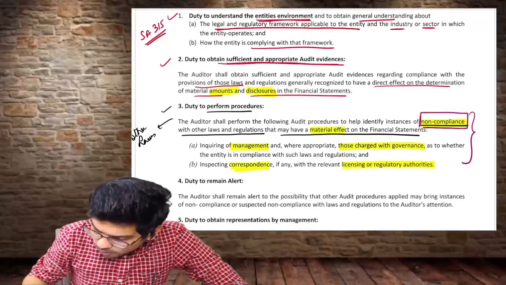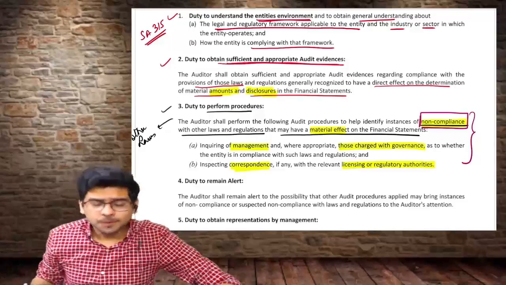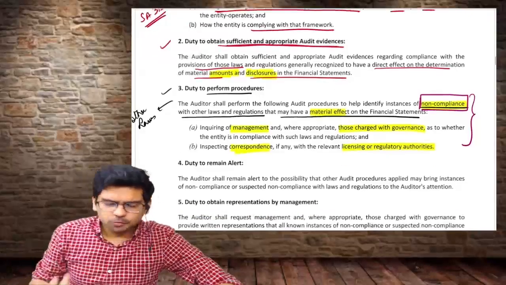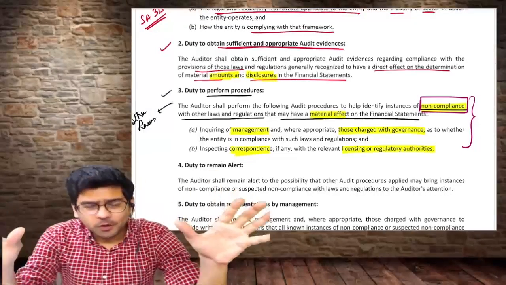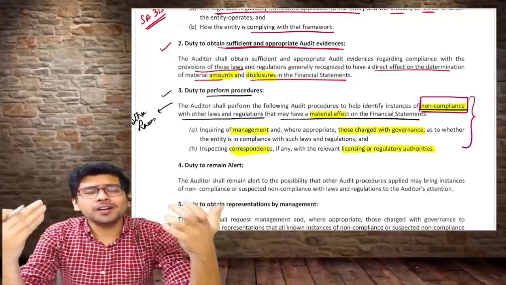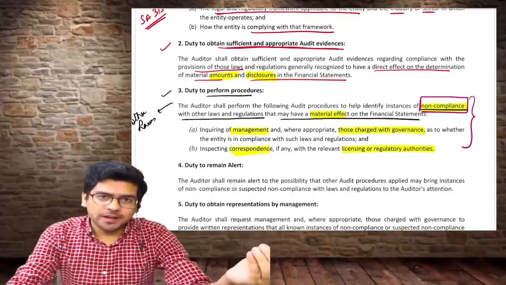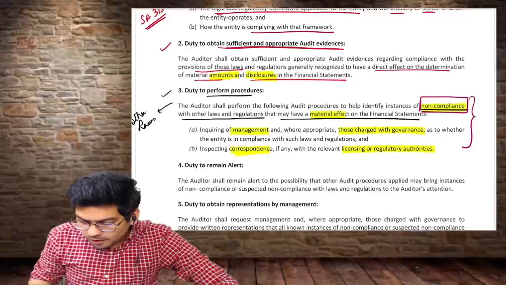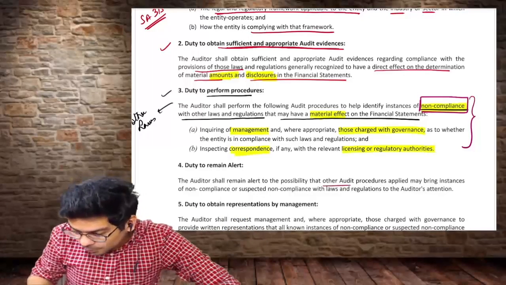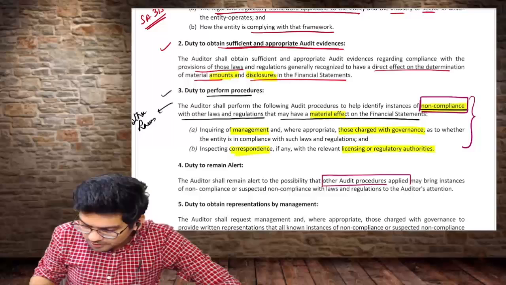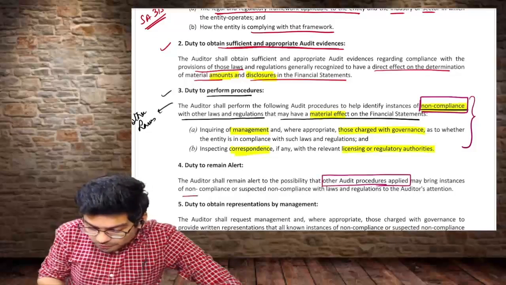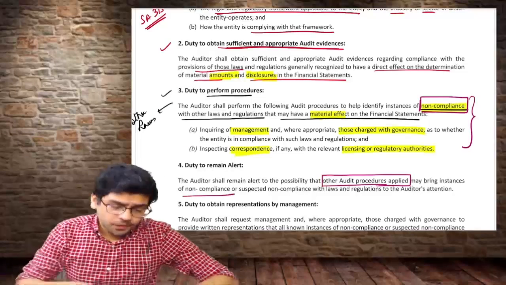The key word is that we are going to check on the non-compliance. All right, then we have the fourth point. Whatever law it be, the auditor has the duty to remain alert throughout the audit for instances of non-compliance. The auditor shall remain alert to the possibility that other audit procedures applied may bring instances of non-compliance. He should be alert throughout the audit.